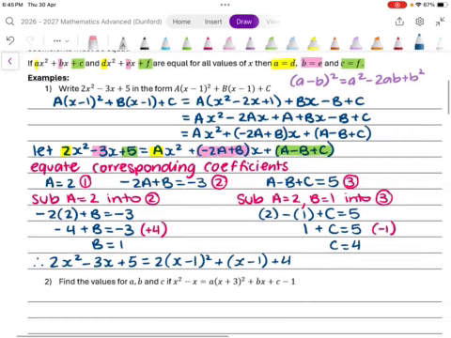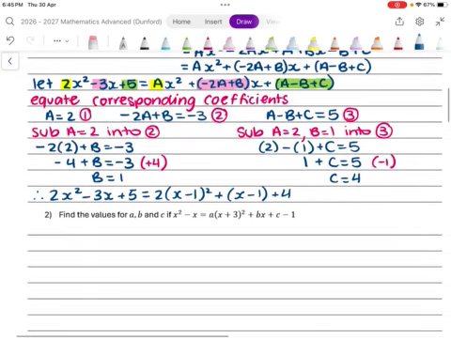Moving on to our next example. In our next example, we want to find the values for A, B and C if x squared minus x is equal to A lots of x plus 3 all squared plus bx plus C minus 1. So again, we're going to do exactly what we just did. We're going to write out our A lots of x plus 3 all squared plus our bx plus C minus 1, and we're going to expand this.